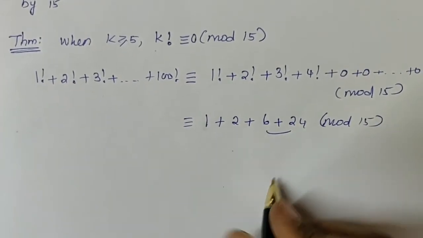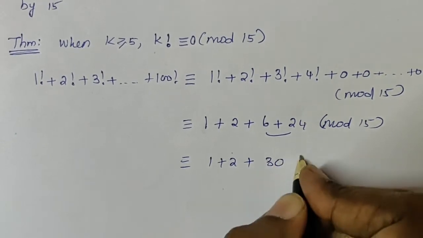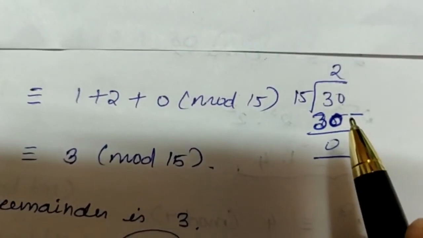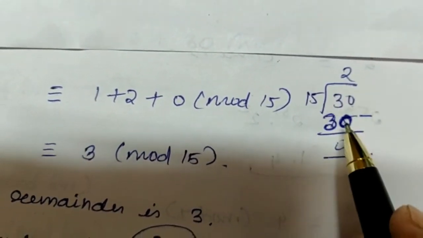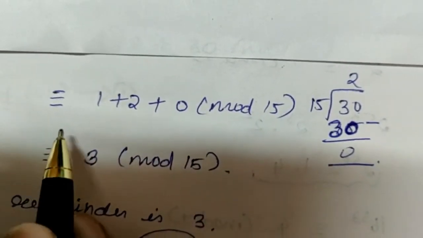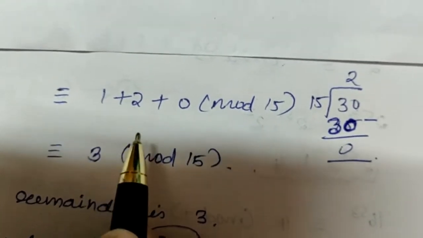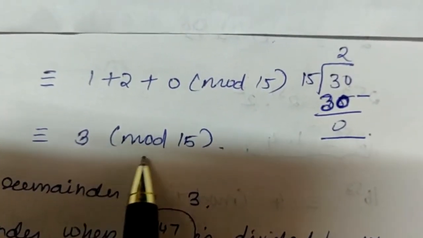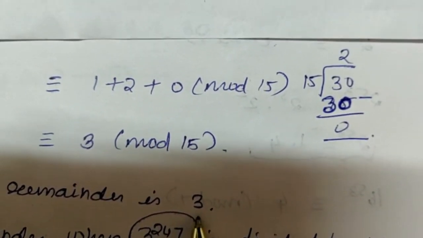Now add these, you will get 30 mod 15. When we divide 30 by 15, 2 times 15 is 30, so the remainder is 0. Therefore, this number is congruent to 1 plus 2 plus 0 mod 15, which is congruent to 3 mod 15. Therefore, the remainder is 3.